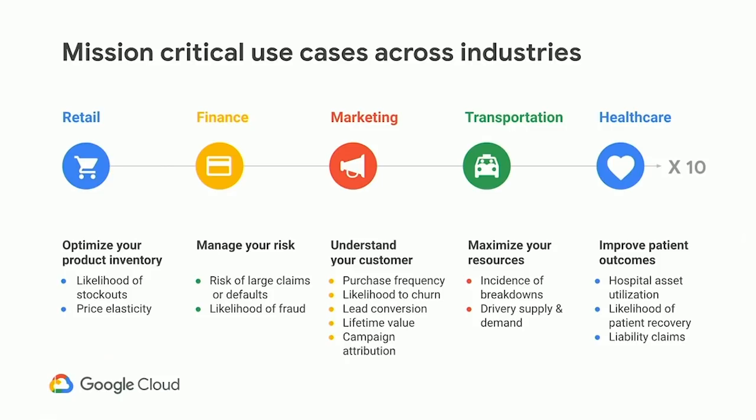In finance, predicting the risk of large claims or defaults, or predicting the likelihood of fraud in this transaction in order to manage your risk. In marketing, predicting lifetime value, like how much they'll spend on your site in the next 3 weeks, predicting whether they'll churn, so that you can better understand your customer. The list goes on. And these are use cases that are so core to their respective industries that even small improvements in model quality can have significant business implications.